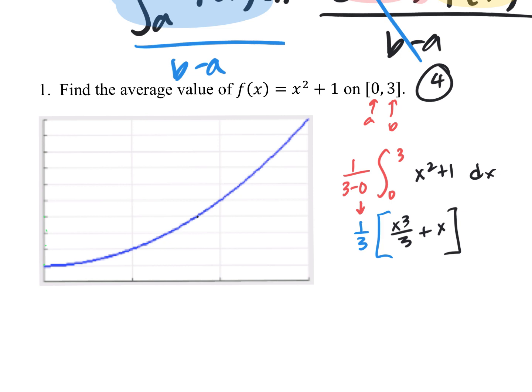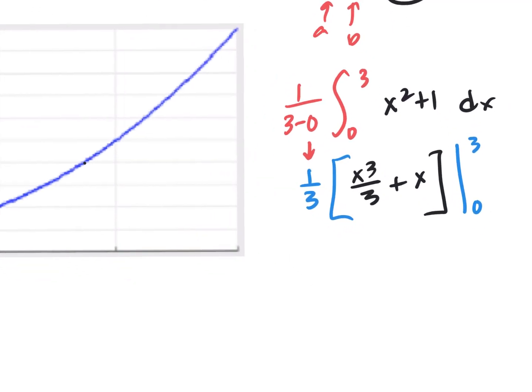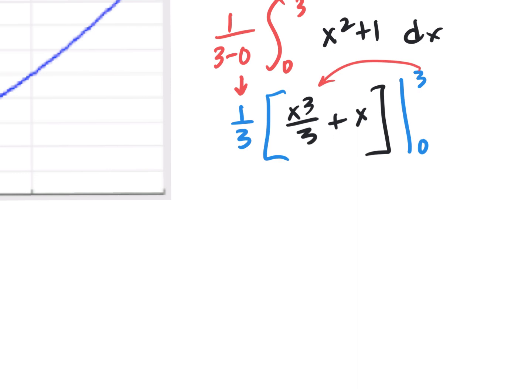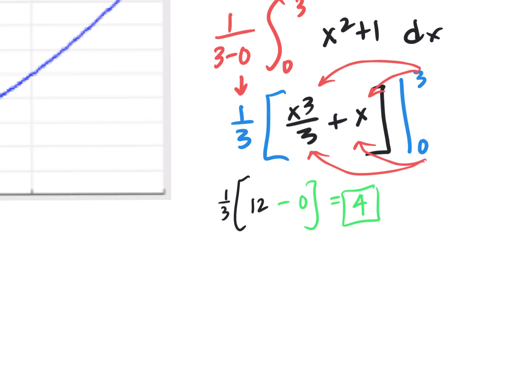We don't need a plus c because we have bounds. Even if we did put a plus c, since we're going to do an upper minus a lower, it'd be plus c minus c, and they would cancel out anyway. We have to evaluate in terms of upper minus lower. I have a 1/3, 3 cubed gives me 27 over 3, which is 9, plus 3, is 12, minus my lower, which is zero. What's a third of 12? 4. Sammy's guess was 4.